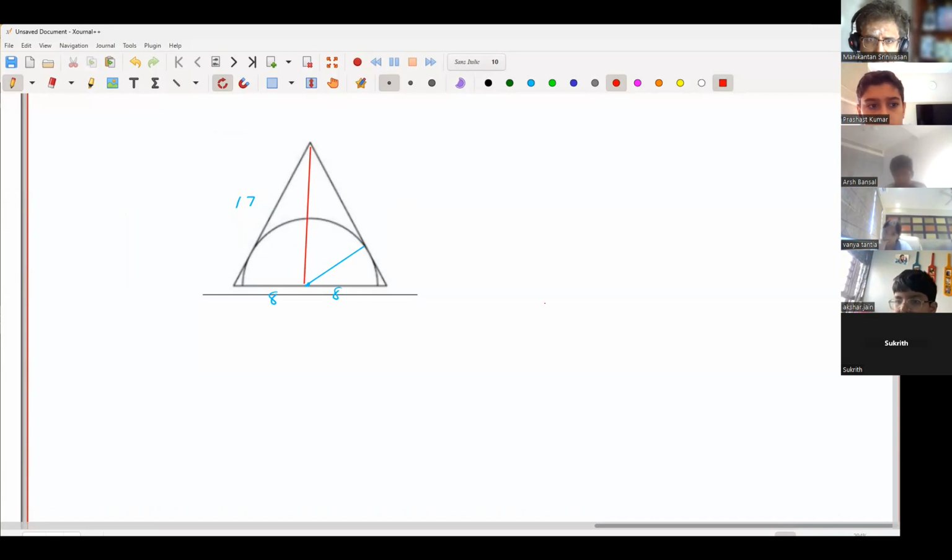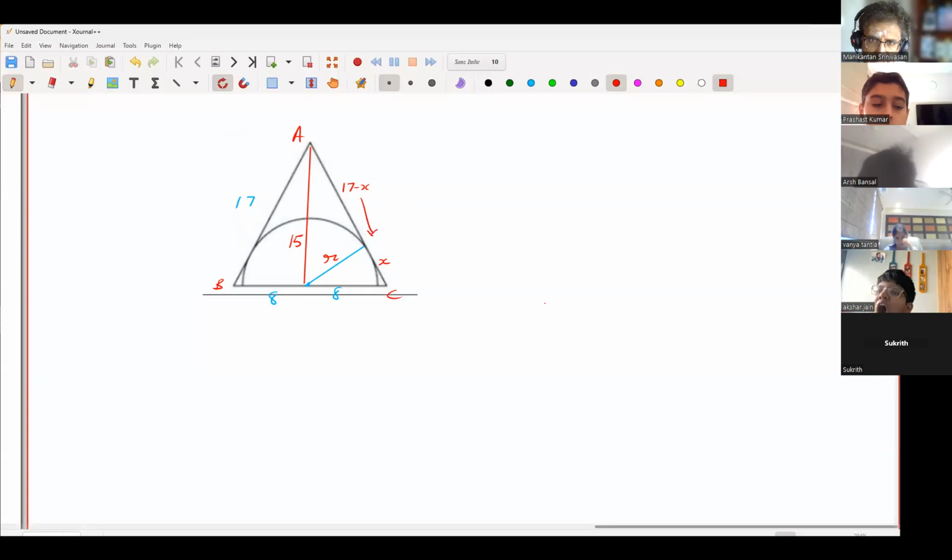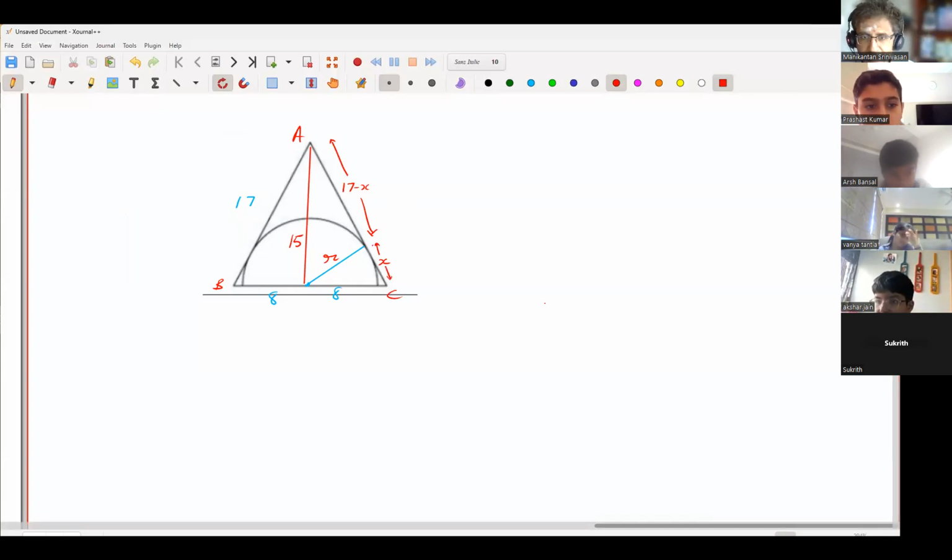Okay, so let's call this A, B, C. First of all, we know that 8, 15, 17 is a triplet. So we know this is 15. And this radius is R, which is what we are trying to solve, correct? Let's say this I keep as X. Therefore, this portion, till here, is 17 minus X. You with me so far? Maybe I labeled things a little differently then. Doesn't matter. Let's say this is the picture right now. So there are two right-angle triangles here.